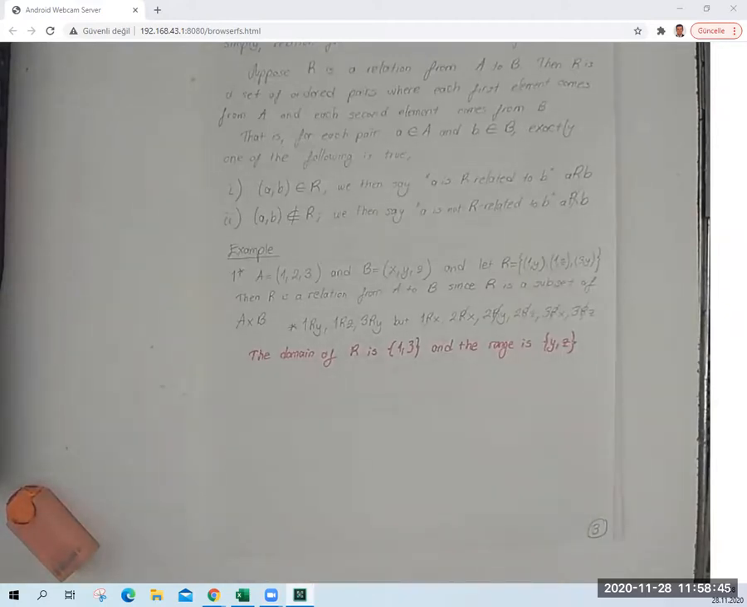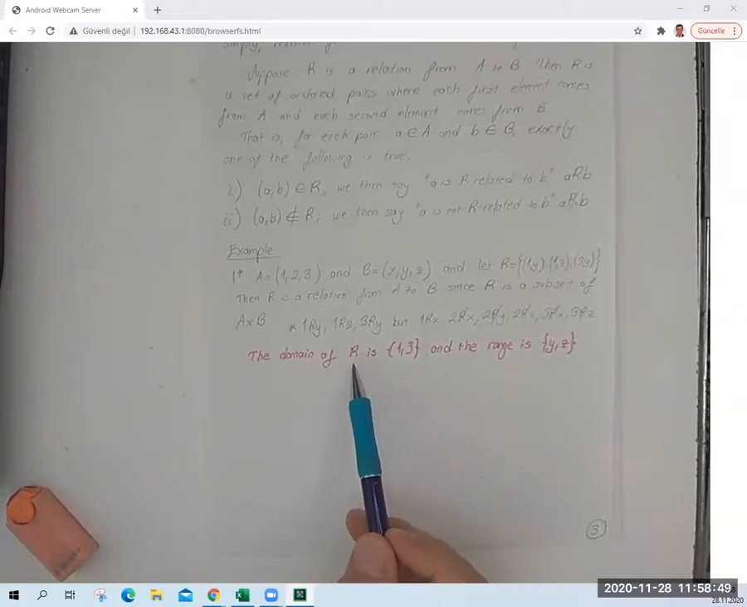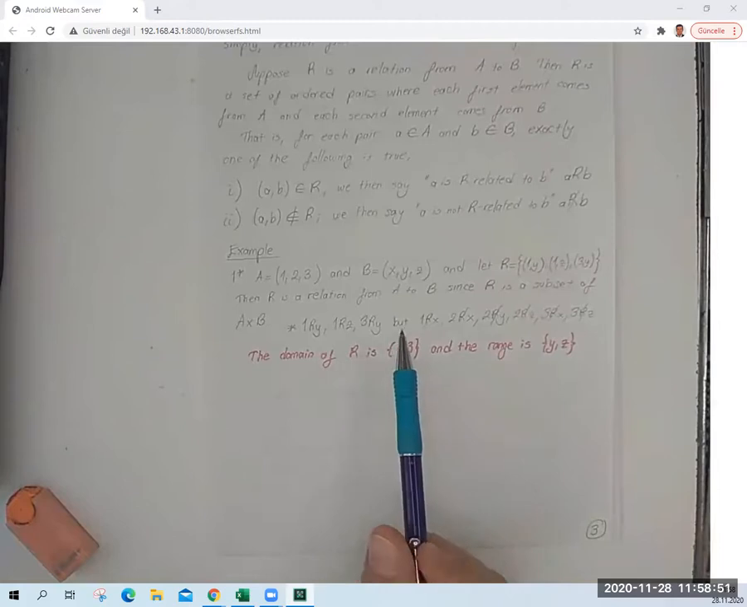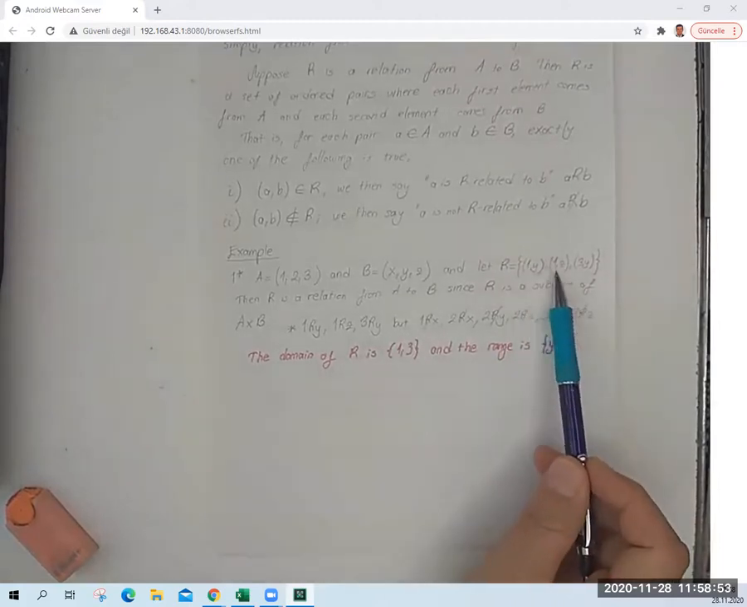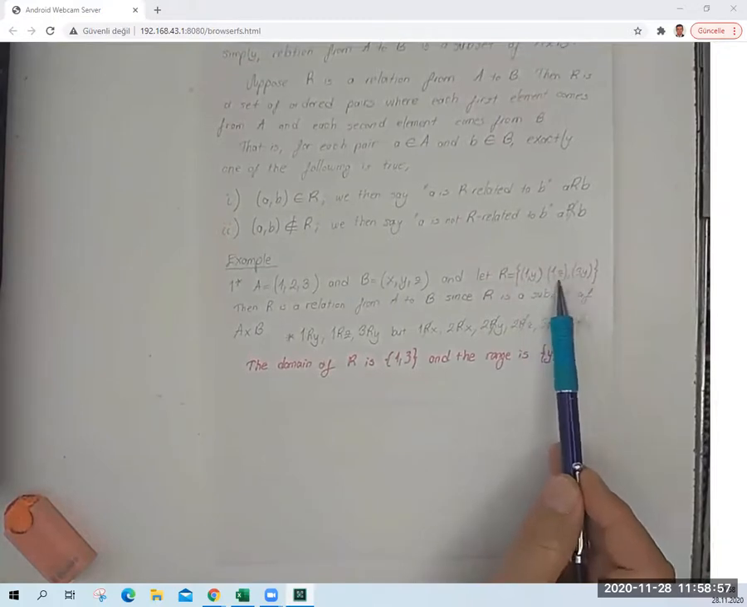Okay, we said our domain of R is {1, 3}, because 1 and 3, and the range is Y and Z.